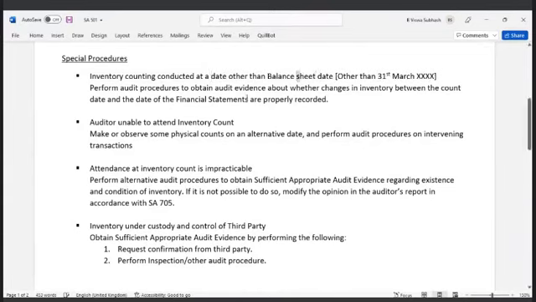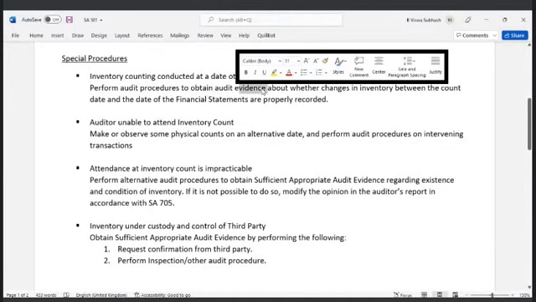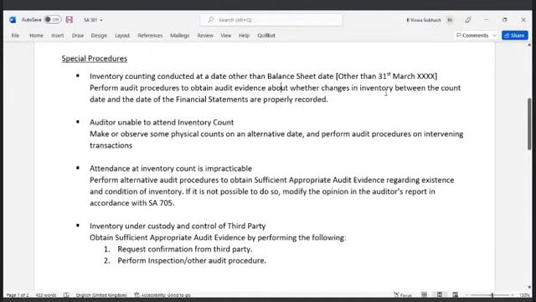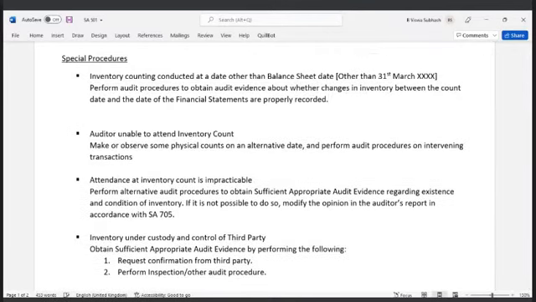So in those cases, what do you do? They are saying perform audit procedures to obtain audit evidence about whether changes in inventory are properly recorded. Let's say you are doing the inventory verification on, mostly we can take a one month gap, April, let's say 14th April. So you are going and doing the physical verification process on, practically not possible, let's say 2nd April.